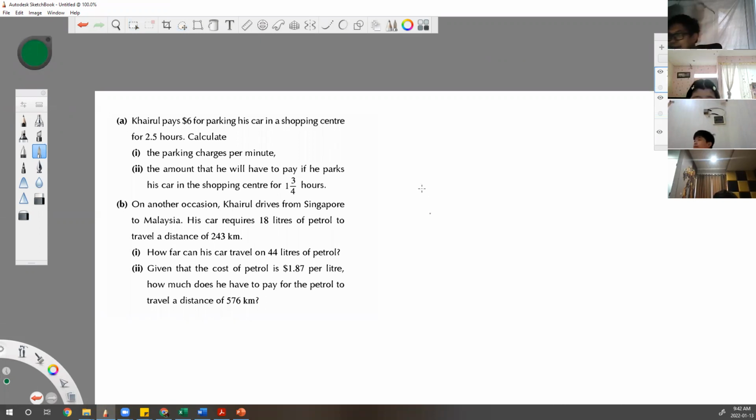Khairul pays $6 for 2.5 hours. Calculate the parking charges per minute. So you have to change it into minutes. I just convert the time from hours to minutes, 2.5 hours times 60. So 2.5 times 60, the answer is 150 minutes.